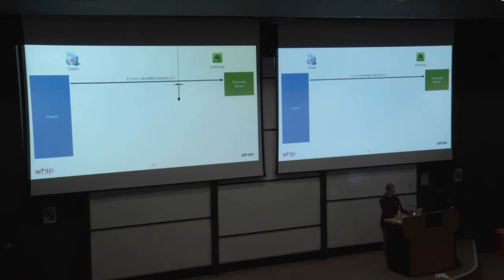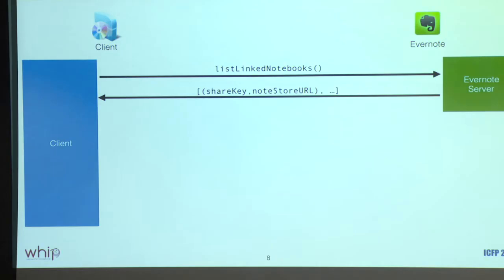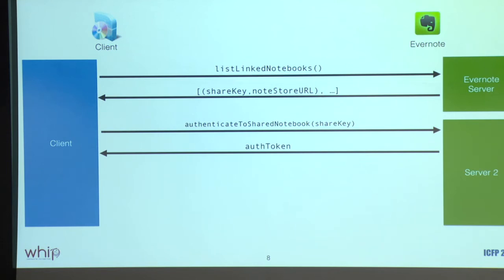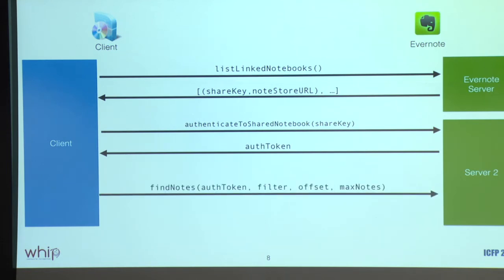To access a shared notebook, a client uses the list linked notebooks operation. They then receive a share key and a URL for a service that contains the shared notebook. The client then contacts the server at the note store URL and authenticates to the shared notebook using the share key provided. They then receive a new auth token to use in subsequent requests. And then finally, they can access the shared notebook by calling a find notes operation, for example, passing as one of the arguments that auth token they received before. And then, only then, they get the notes that they were after.